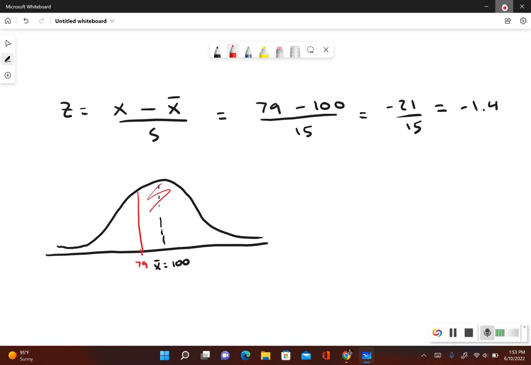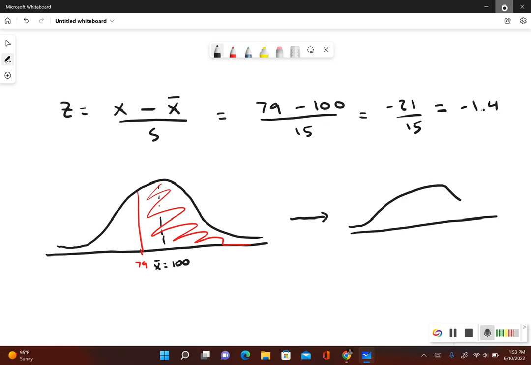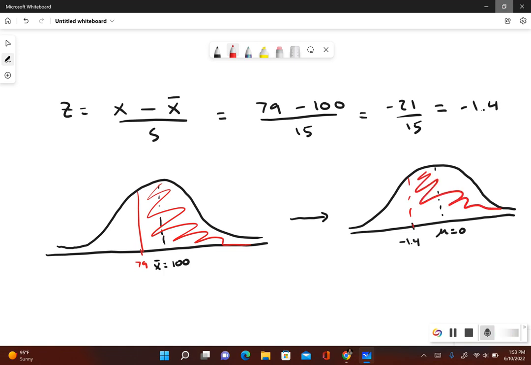And we were trying to figure out the area of this region. Well, when we standardize it, now we have a mean of, let me draw that a little bit better. So when we standardize it, we have a mean of 0 and a standard deviation of 1. So now our mean here is equal to 0, and we have a standard deviation of 1. And now our z-score is negative 1.4. So negative 1.4 would be about right here. And now we're trying to find out what this area is over here.